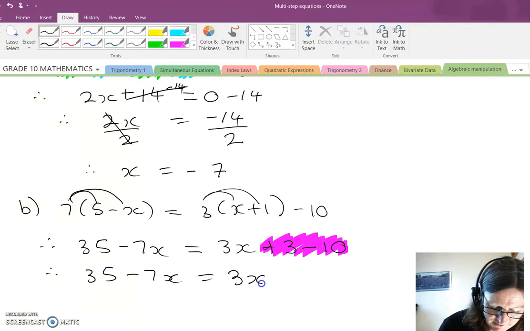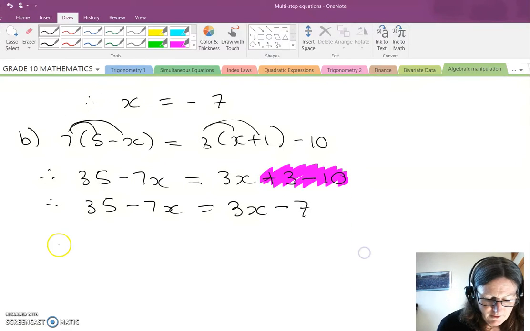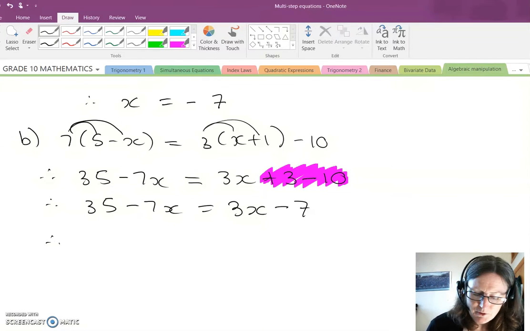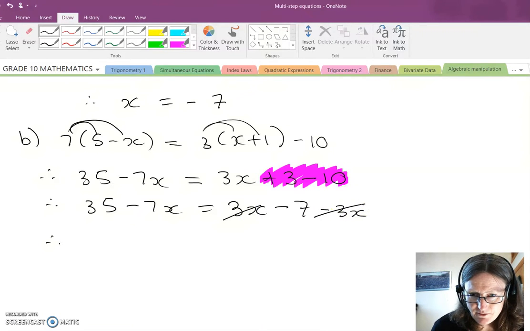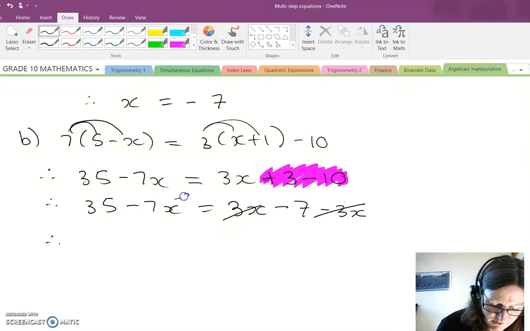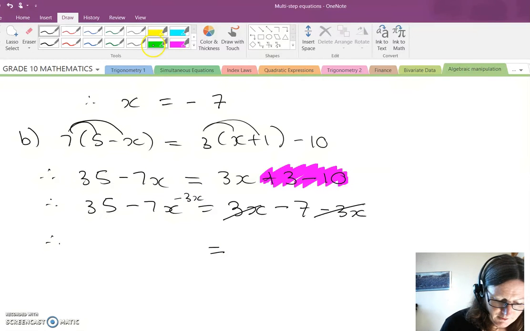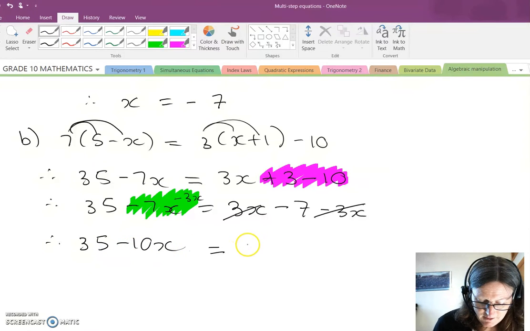So I've got 3x, and I've got 3 subtract 10, gives me that. Now I've got pronumerals on both sides, so if it has an x, I'm going to move it to the left-hand side. So if I subtract 3x from this side, 3x subtract 3x cancels, so I need to subtract 3x from the left-hand side. Combining the like terms here, I've got 35 subtract 10x equals negative 7.